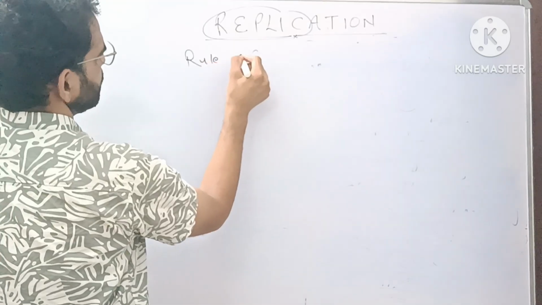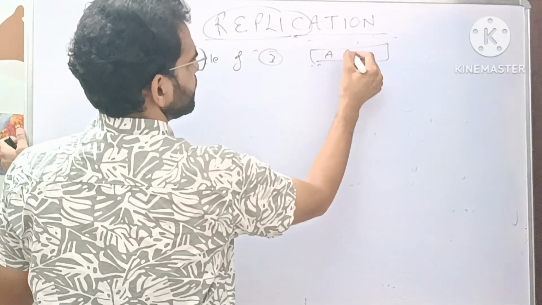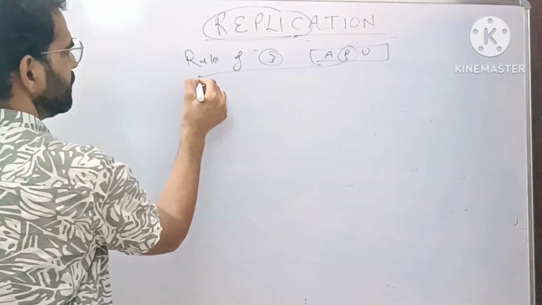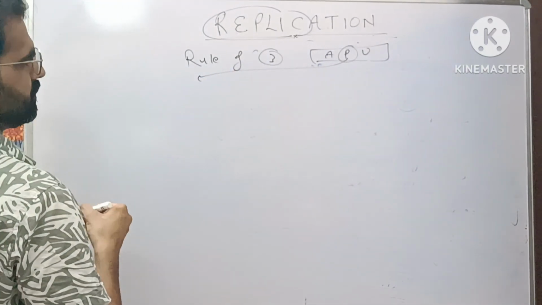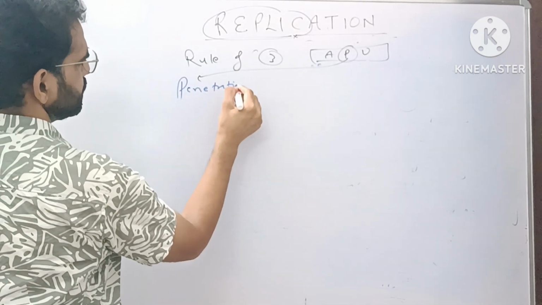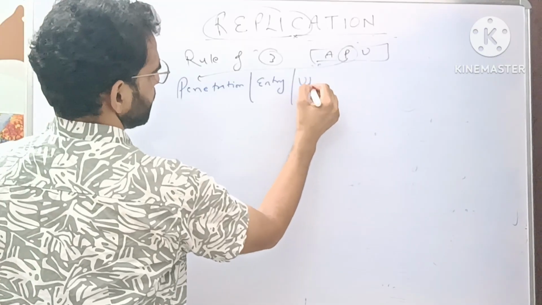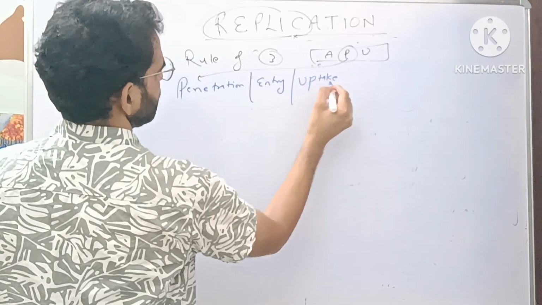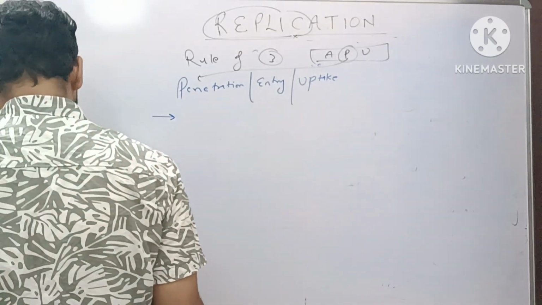Then comes the rule of 3. After attachment, P is the penetration step. P is known as penetration, or entry, or uptake. These all are synonyms. So, penetration.